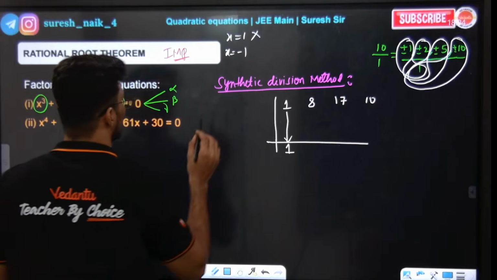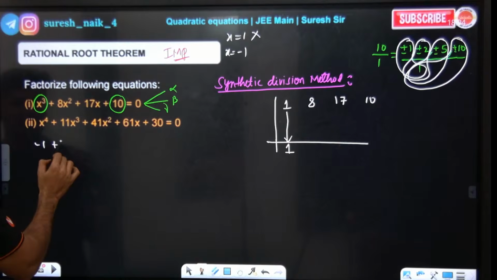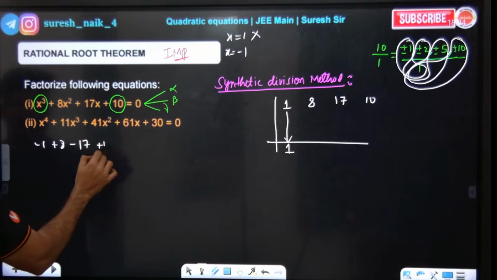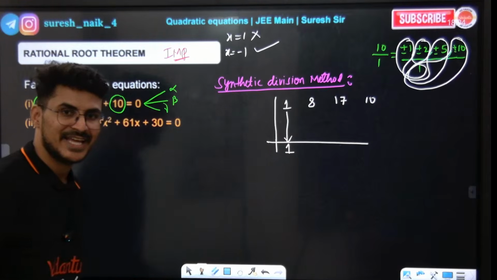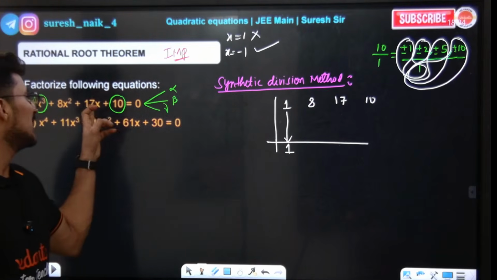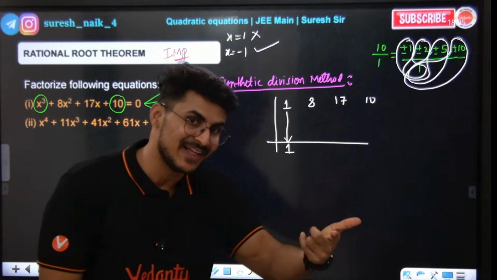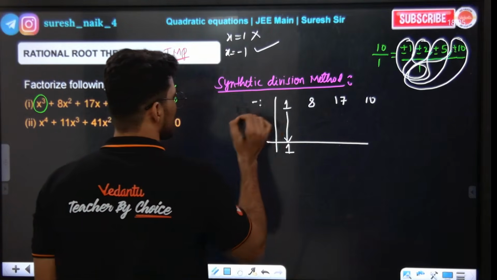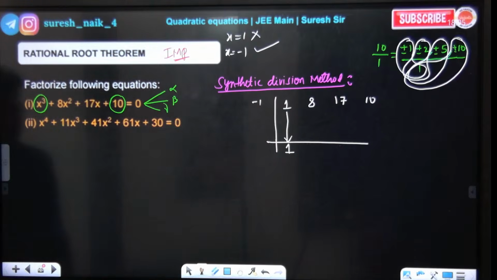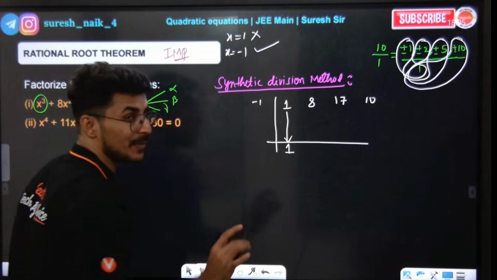இப்போ x is equal to minus 1 போட்டா minus 1 plus 8 minus 17 is 18? Yes, x is equal to minus 1 is satisfying. X is equal to minus 1 in the equation ku satisfy ஆயிட்டு இருக்கு. So x is equal to minus 1 is the root. So இங்க என்ன எடுக்கணும்? Minus 1 you should take. Whatever the number is satisfying, அந்த number எடுக்கணும். புரியுதா? So minus 1 is satisfying, so I'm taking minus 1 there. So x is equal to minus 1 is the root.